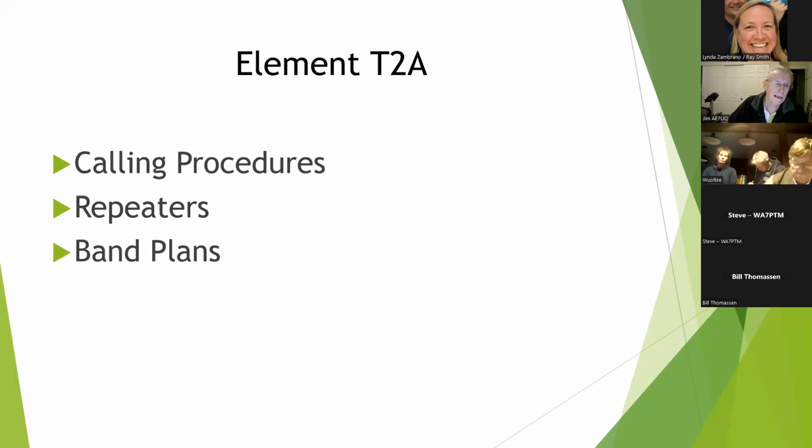The first section covers what we call calling procedures. It covers radio repeaters, which are like relay stations, and also, not too much, what we call band plans. There's a plan for how you're going to utilize the frequencies that you have available to you.